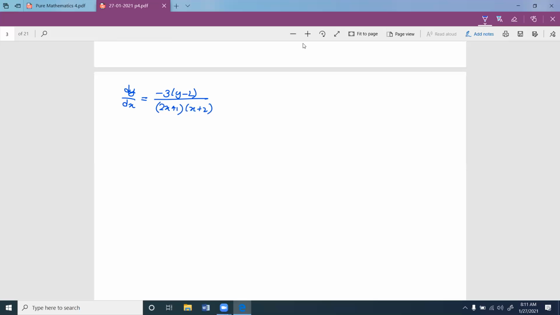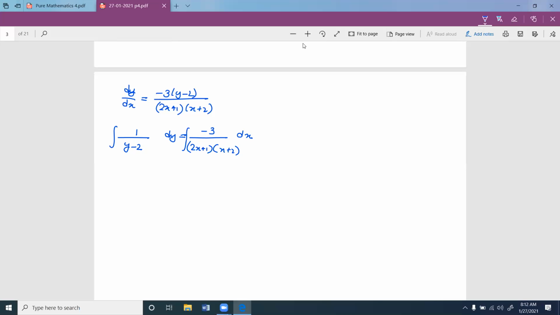Initially, what you need to do is bring the y term to one side while keeping dy and dx in the numerator. That is the important point. Then I can put 1 over y minus 2 dy equal to minus 3 over 2x plus 1 and x plus 2 dx. Right, okay. Then you do the integration for both sides.